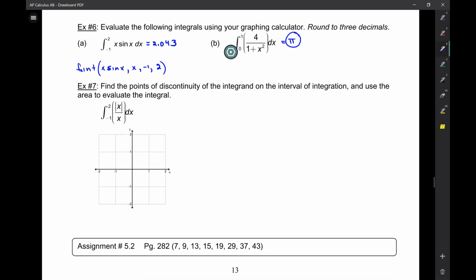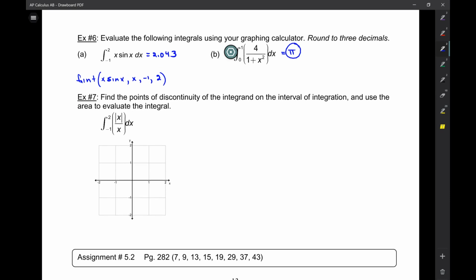Okay. Find points of discontinuity of the integrand on the interval of integration and use the area to evaluate the integral. Okay, many words here. Find the points of discontinuity of the integrand of this function on the interval of integration. We're integrating from -1 to 2. So now this is telling you, see if there are any points of discontinuity on that interval. Because if there is a discontinuity at x equals 5 or at x equals -10, I don't care, right?